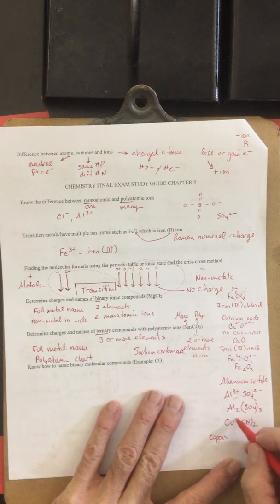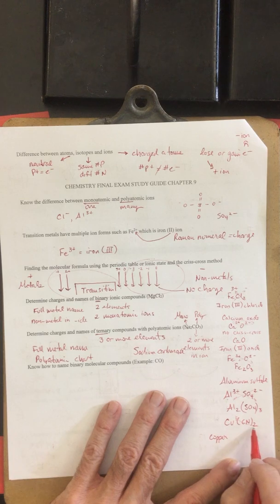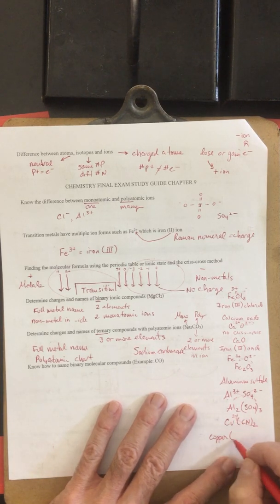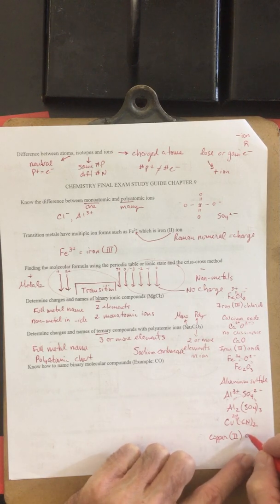So I have to do the reverse crisscross to find out what copper it is. And this would tell me that it's a copper 2+. So that means I have to have a copper 2 there. CN is a polyatomic ion, so I go to the polyatomic chart, and it tells me the name is cyanide.